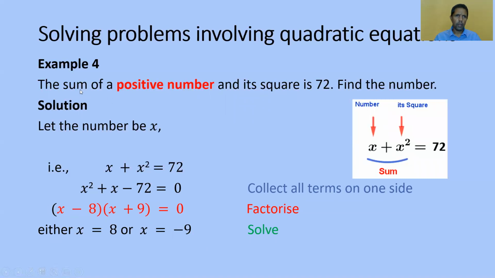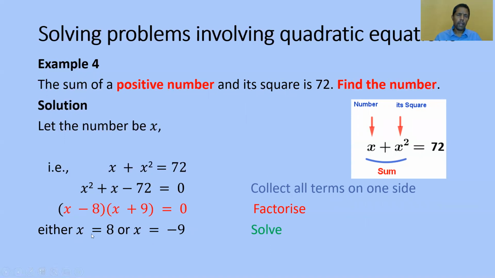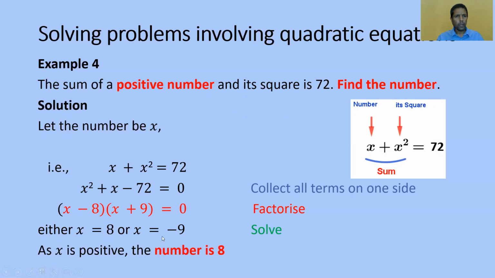But the question says a positive number. So in this case, x is positive. So if x is positive, therefore x must be 8. We reject x is equal to negative 9. So in this case, the answer is 8, as the number is positive.